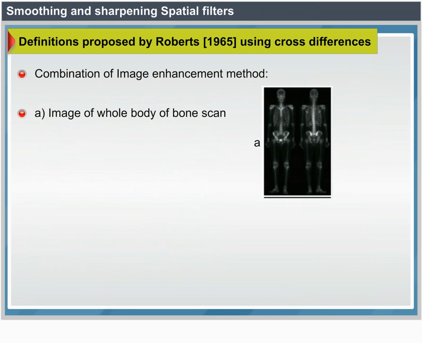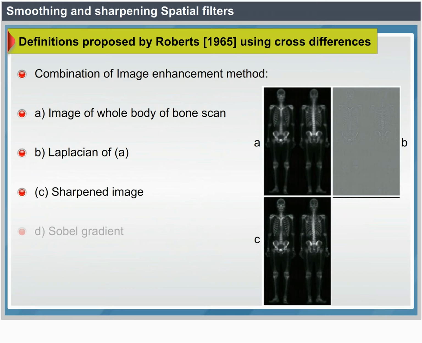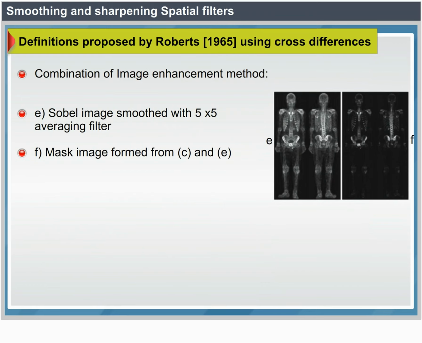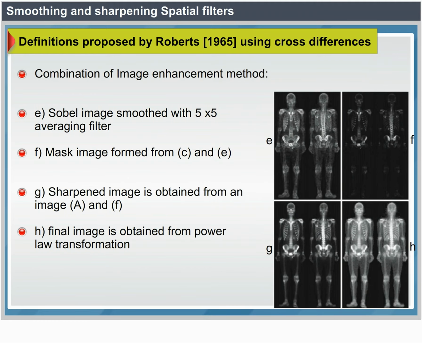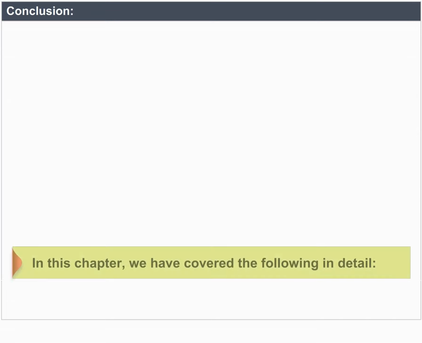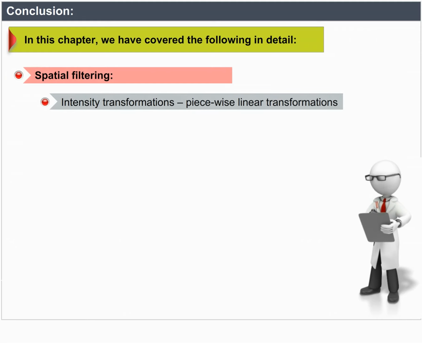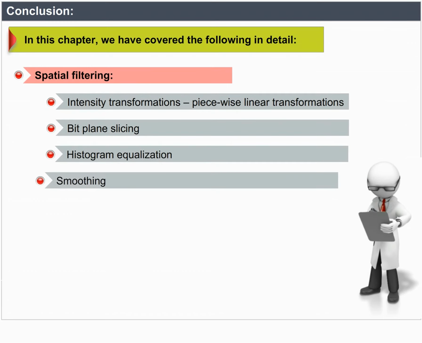Conclusion. In this chapter, we have covered the following in detail: spatial filtering, intensity transformations, piecewise linear transformations, bit plane slicing, histogram equalization, smoothing, filtering masks, sharpening filters, gradient operators and Laplacian filters, frequency domain filtering, image sampling, 2D discrete Fourier transform, low-pass filtering ideal and Gaussian, high-pass filtering ideal, Gaussian, Laplacian, noise models, mean, median and min-max filters, minimum mean square error filter.